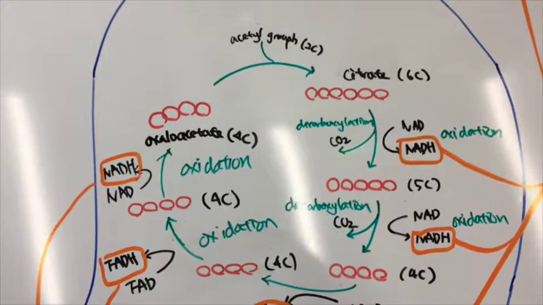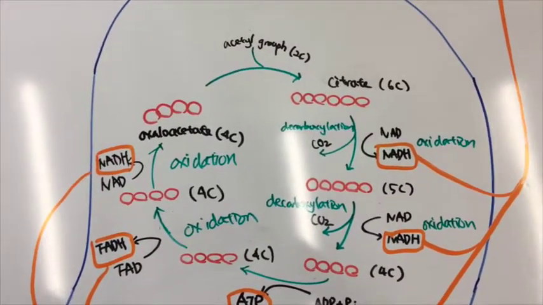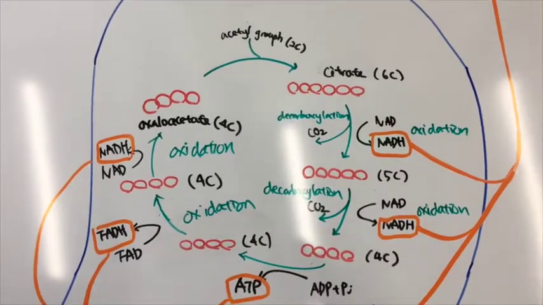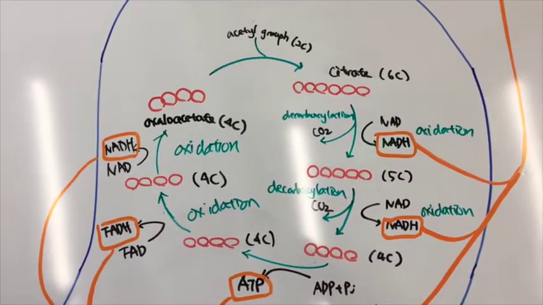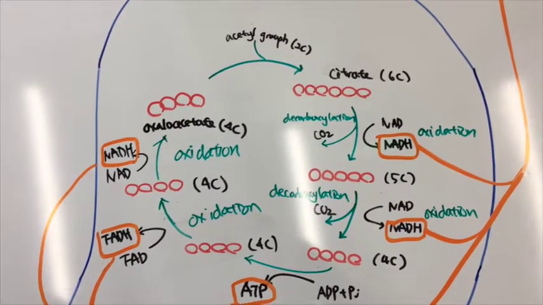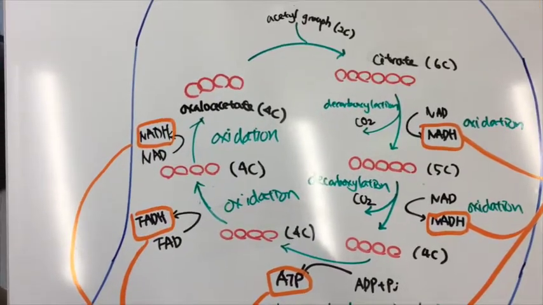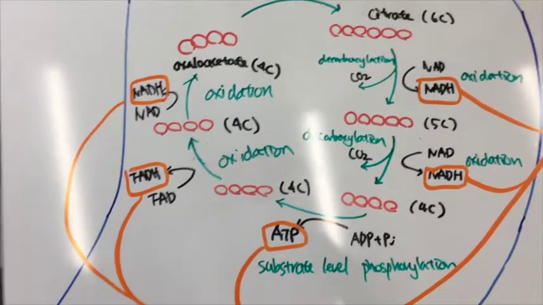So in summary, there are 2 decarboxylation reactions, meaning that carbon dioxide is removed in 2 of the reactions. The carbon dioxide is a waste product and is excreted together with the carbon dioxide from the link reaction. Hydrogen is removed in 4 of the reactions, and this reaction is oxidation, as I mentioned before.